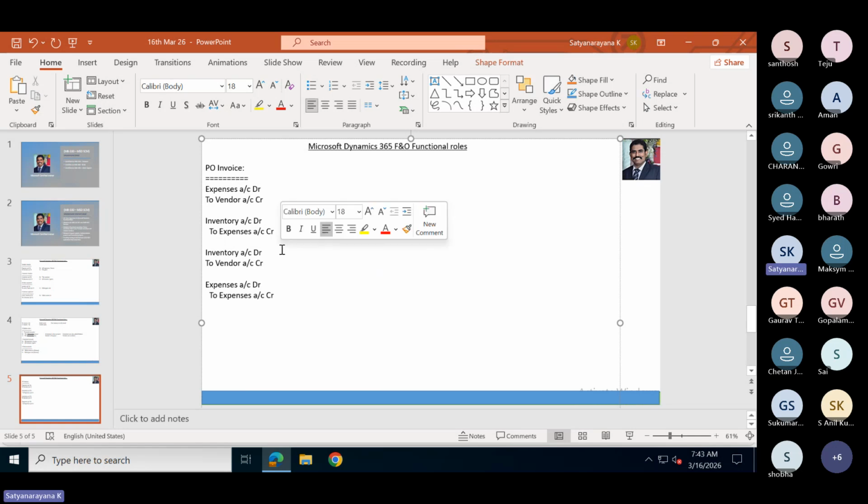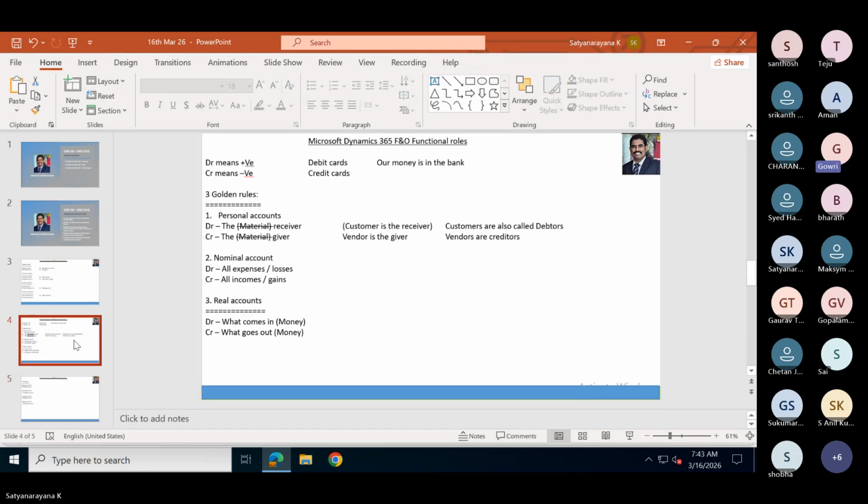Inventory is also an asset, fixed asset is also an asset. Am I right, Satya? I got your point, Satya. The only point I raised is you said that in the invoice, nominal and personal accounts are used. But what I would like to say is even real accounts are used in the purchase invoice.